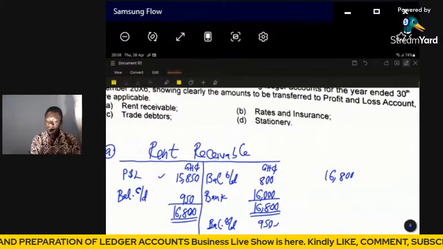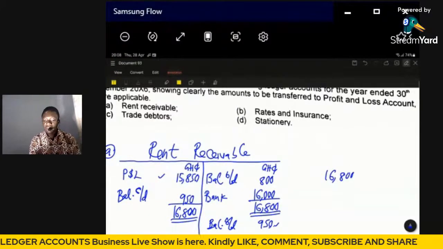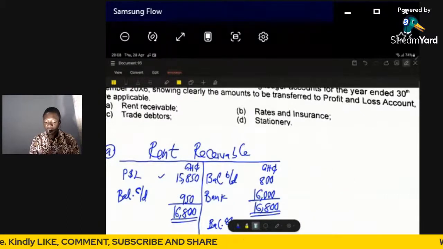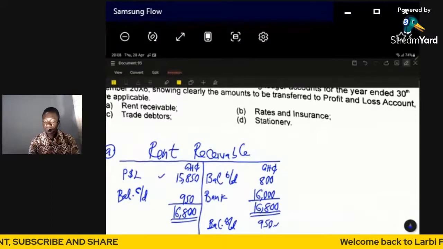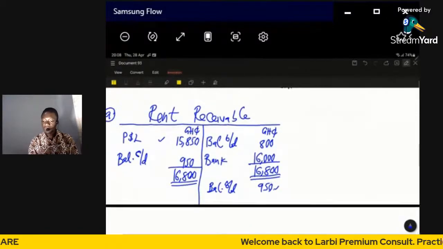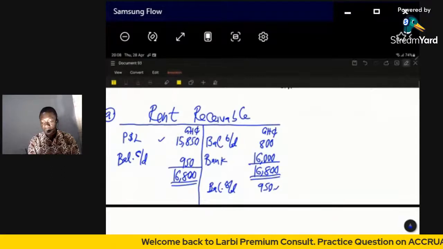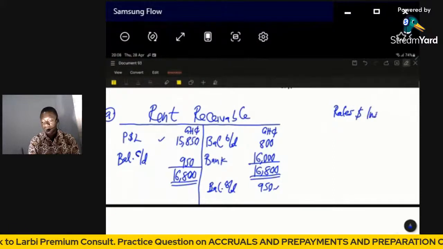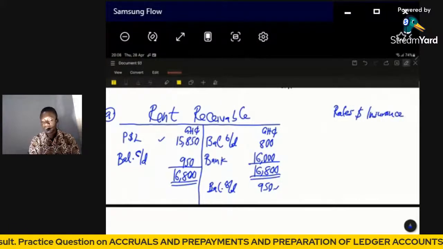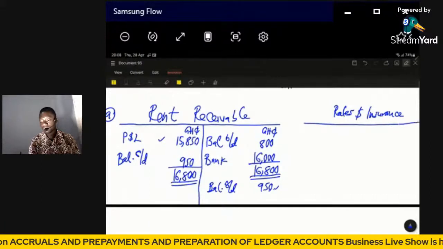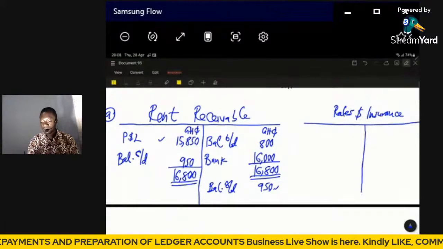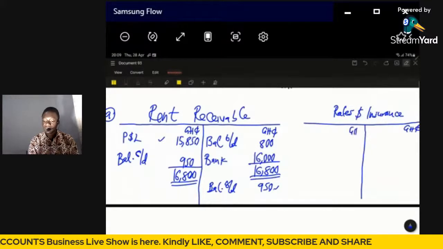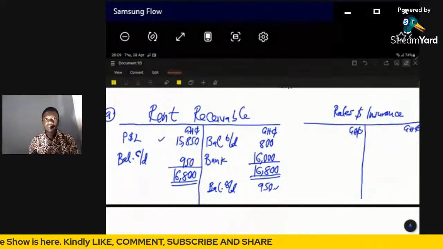So the next item here is B, rate and insurance. Let's prepare an account for rate and insurance in that case. So let me have that here: rate and insurance account. Remember to have your currencies indicated.